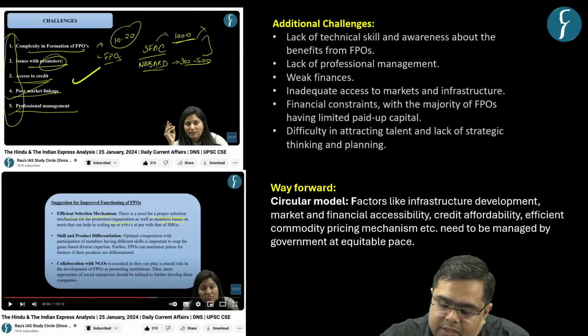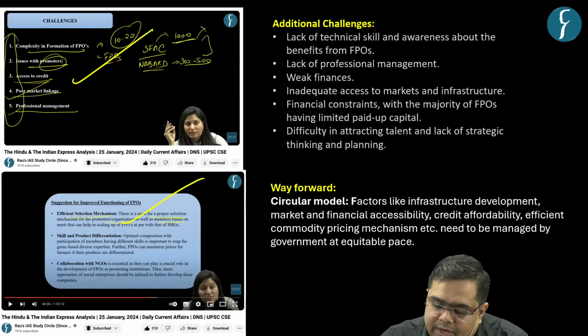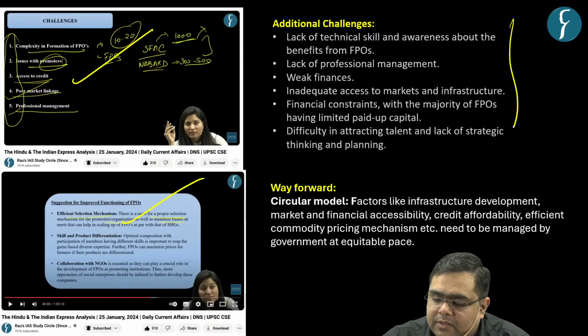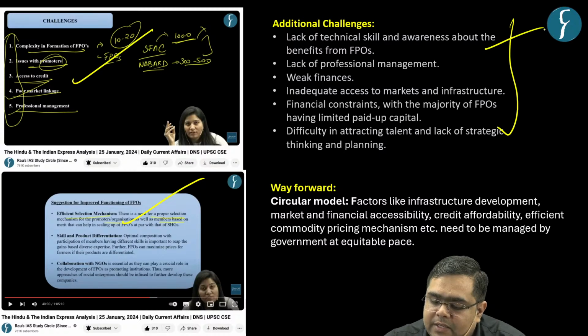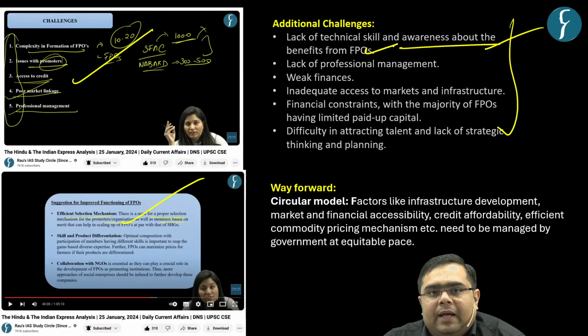Then we discussed the issues and challenges associated with it. Let us add value to it. Additional challenges are lack of technical skills and awareness about the benefits of FPOs. Again, India's rural landscape, the policies formed by the governments in the headquarters, why don't they work well in the rural landscape?